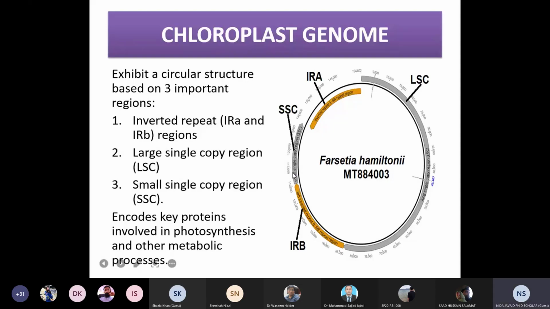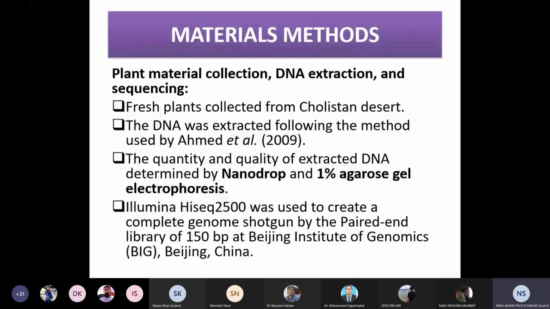Here we go to the materials and methods. We collected fresh plant leaves from the Cholistan Desert. The DNA was extracted following the method used by Ahmed et al. It was a whole DNA extraction method. The quantity and quality of extracted DNA were determined by NanoDrop and 1% agarose gel electrophoresis. Illumina HiSeq 2500 was used to create a complete genome shotgun paired-end library of 150 base pair at Beijing Institute of Genomics, Beijing, China.